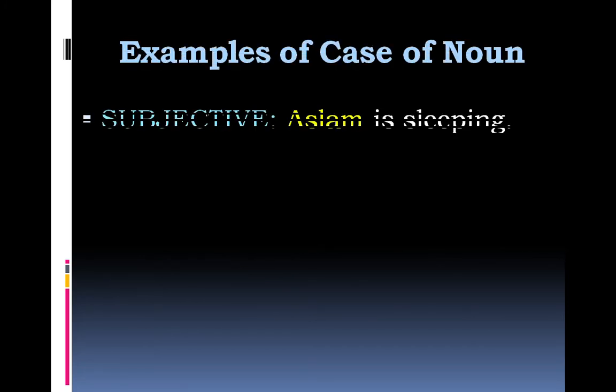Let's have a few examples of the case of noun. First, subjective case. Aslam is sleeping. Aslam is the subject of this sentence. And we know that when a noun functions as the subject of a sentence, it's in subjective case. What's subject? Subject is the person or thing about which that sentence is. And this sentence is about Aslam. So Aslam is the subject, hence subjective case.